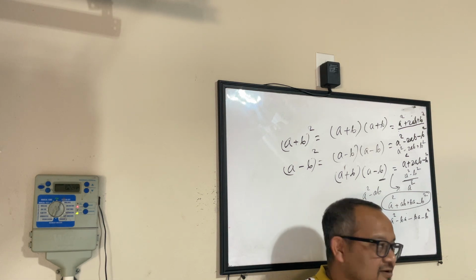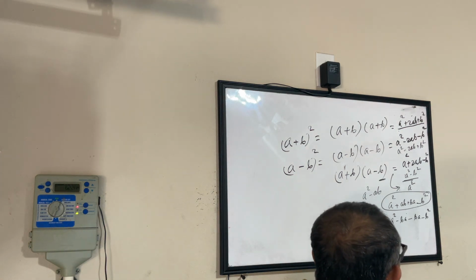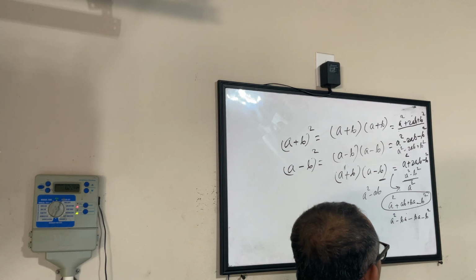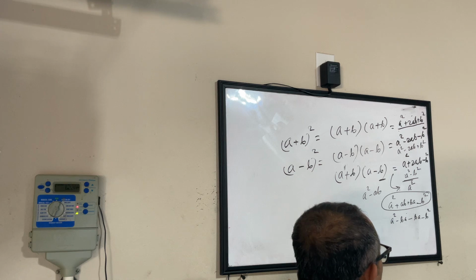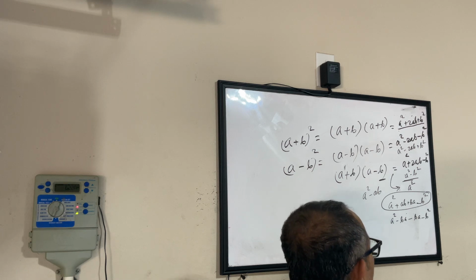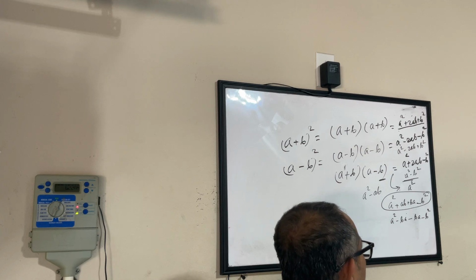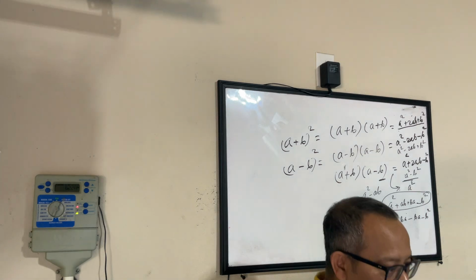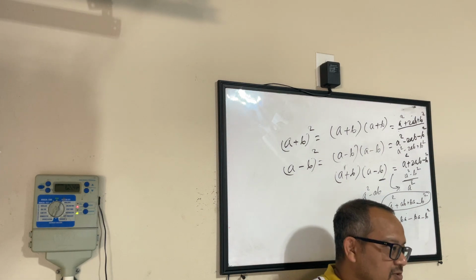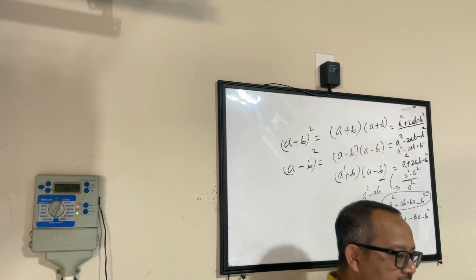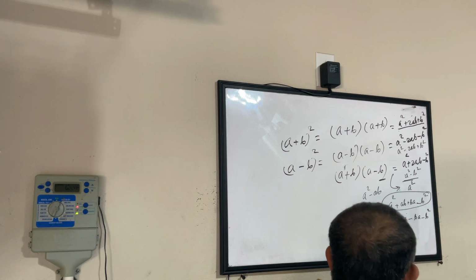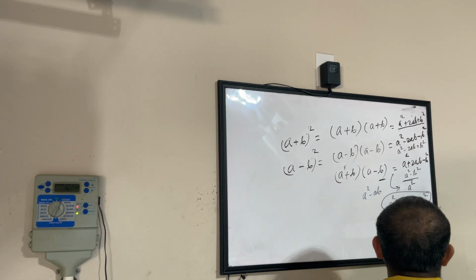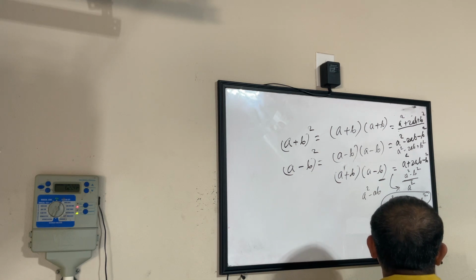So for the first one, I got A squared plus 2AB plus B squared. And then for the second one, I got A squared minus 2AB minus B squared. Okay. And then for the third one, I got A squared minus B squared. Okay. Myra, how about you? For the first one, I got A squared plus 2AB plus B squared. For the second one, I got A squared minus 2AB minus B squared. And for the third one, I got A squared minus B squared.